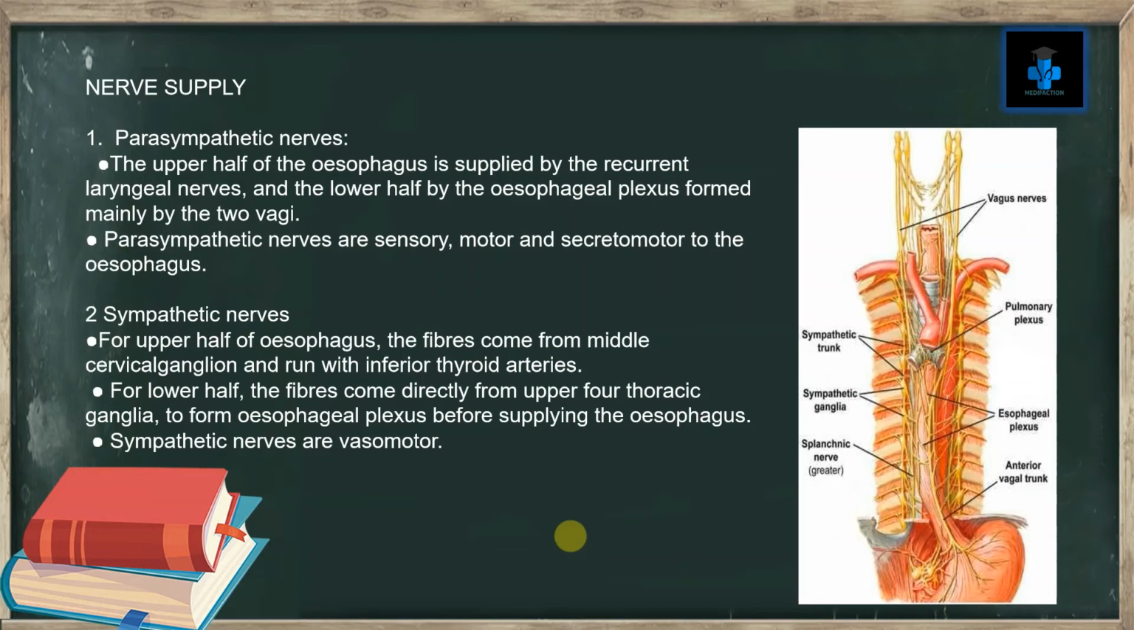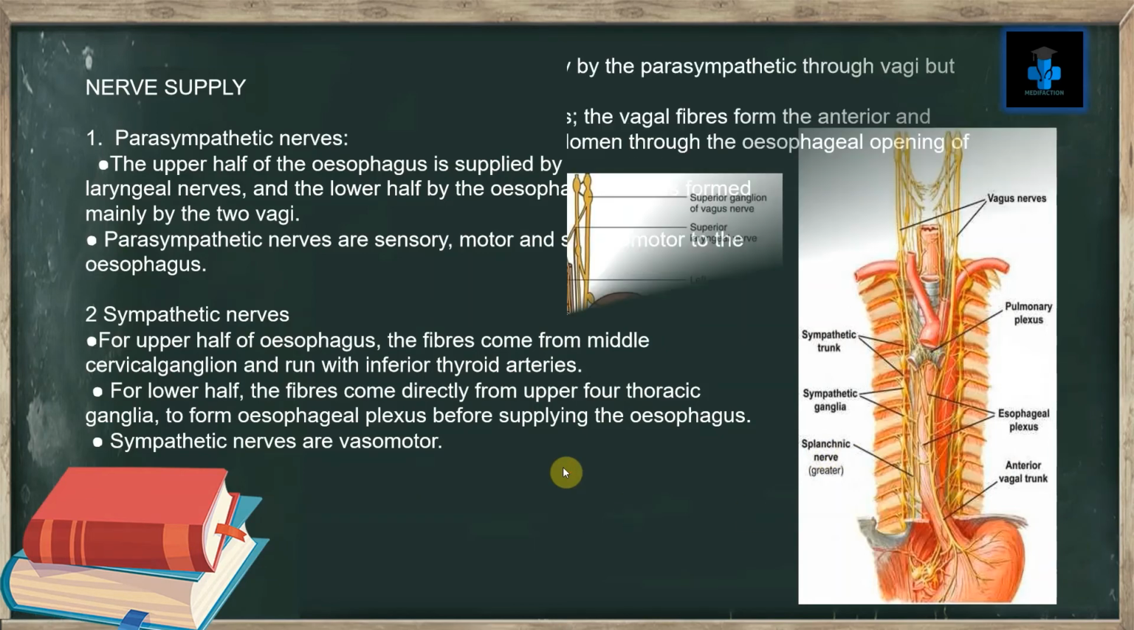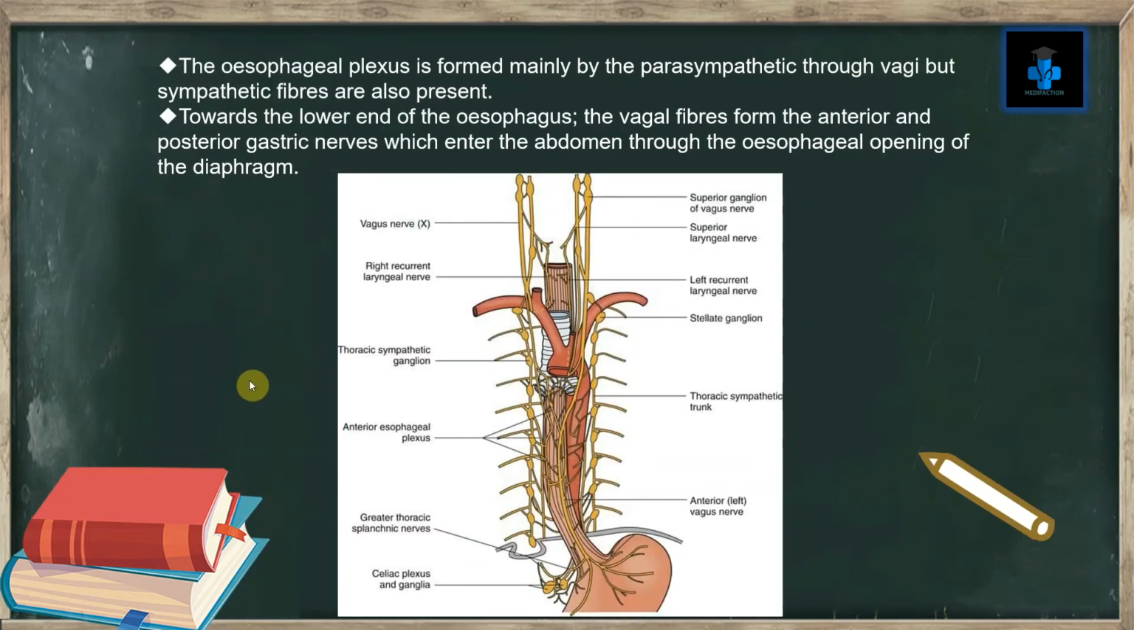Sympathetic nerves are vasomotor. This is the sympathetic trunk. This is the pulmonary plexus. This here is the splanchnic nerve. The esophageal plexus is formed mainly by the parasympathetic through vagi, but sympathetic fibers are also present. Towards the lower end of the esophagus, the vagal fibers right here form the anterior and posterior gastric nerves, which enter the abdomen through esophageal opening of the diaphragm.